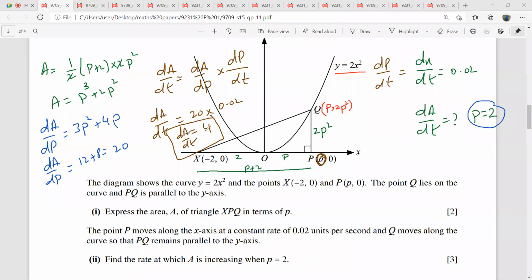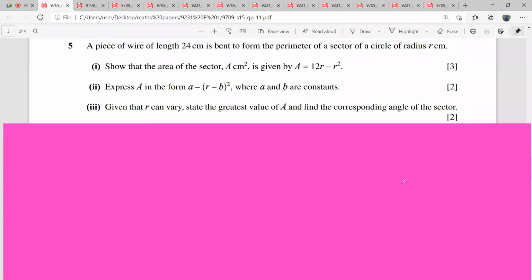This is 0.4. I was doing that mentally and I'm really making some silly mistakes these days. Okay, let me try this. Let me try this question for you guys.